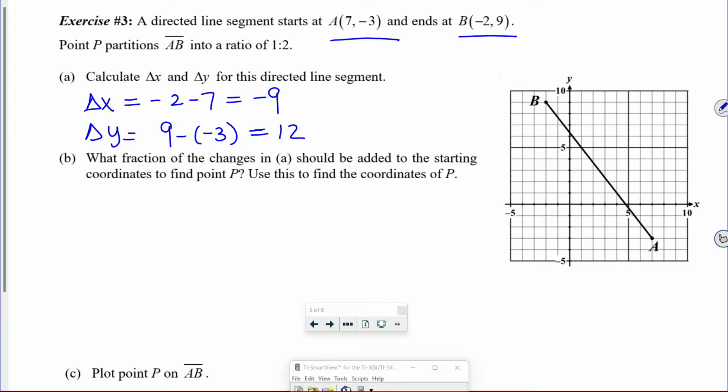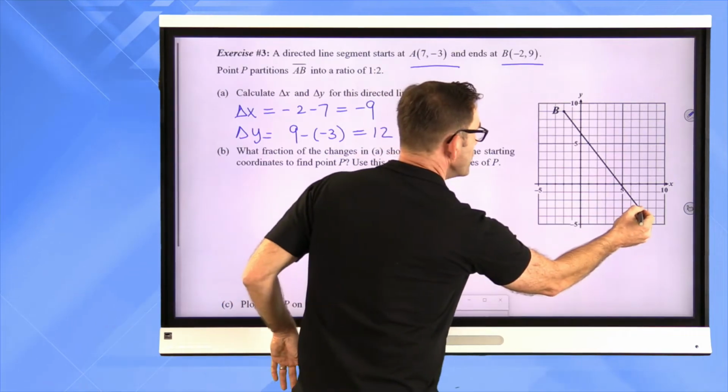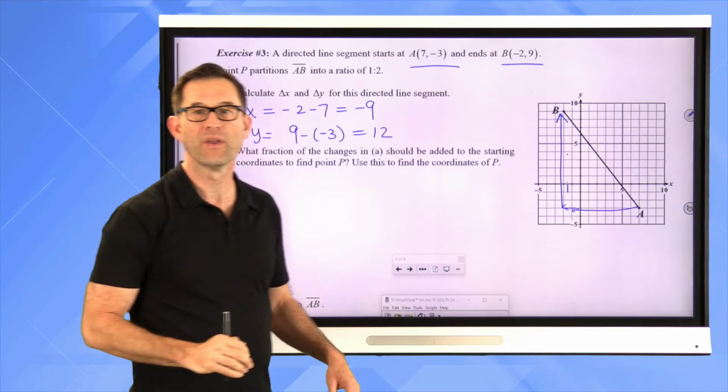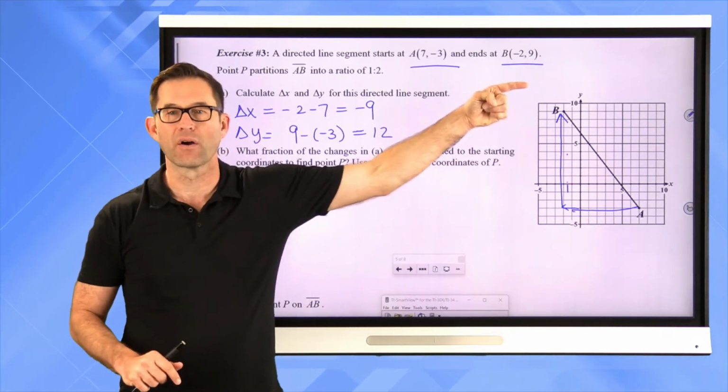And again, makes sense, right? Because in order to go from A to B, I have to decrease my x and then increase my y. So I'm making x smaller and then I'm making y larger.